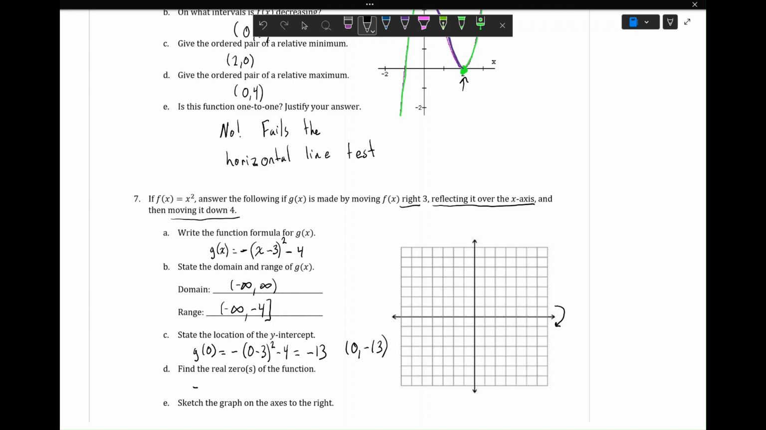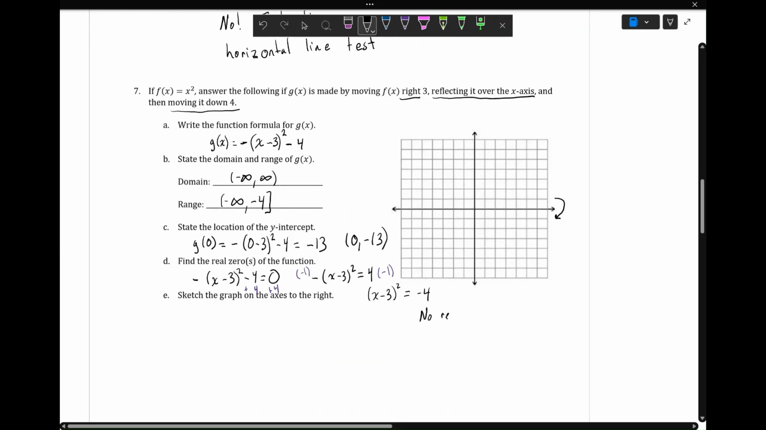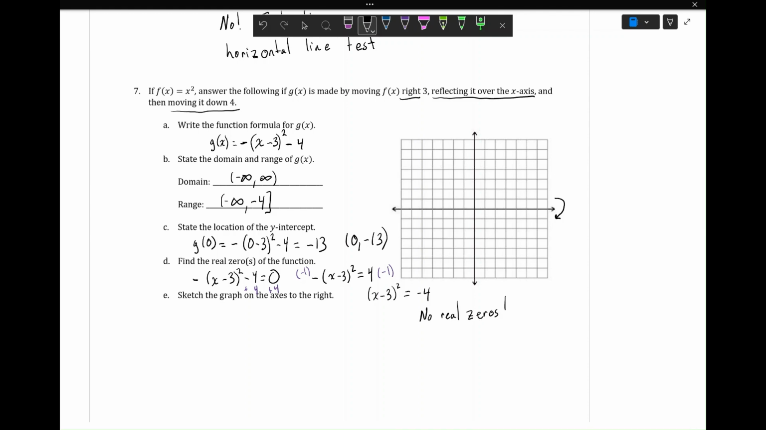The real zeros are where the function equals 0. So I'm going to have to try to solve negative (x minus 3) squared minus 4 equals 0. Now, some of you may notice right away that this is impossible. A negative square of something is going to be negative or 0, and then subtracting 4, a negative minus 4, is going to be even more negative. It doesn't seem like this can get to 0. Let's verify that. I'll add 4 to both sides. I have negative (x minus 3) squared equals 4. I'll multiply both sides by negative 1 to get rid of that negative in front. And I get (x minus 3) squared equals negative 4, which is impossible. That has no real answer. So we have no real zeros because I'm trying to square something and get a negative.